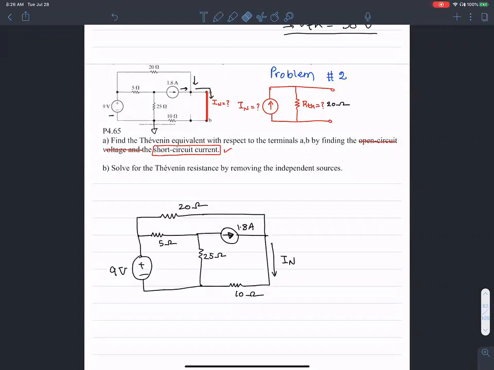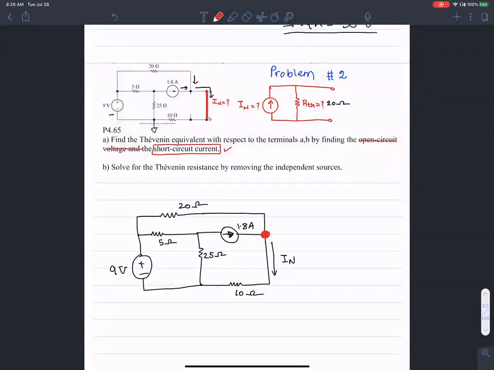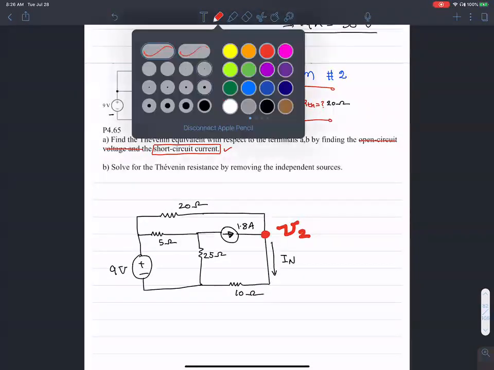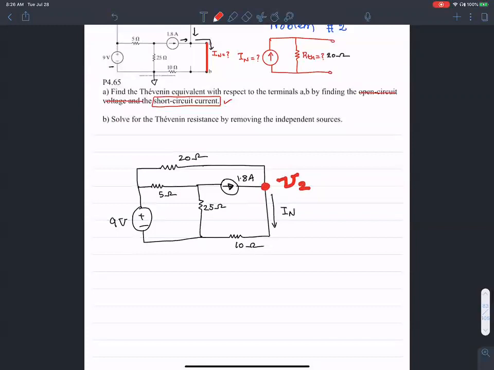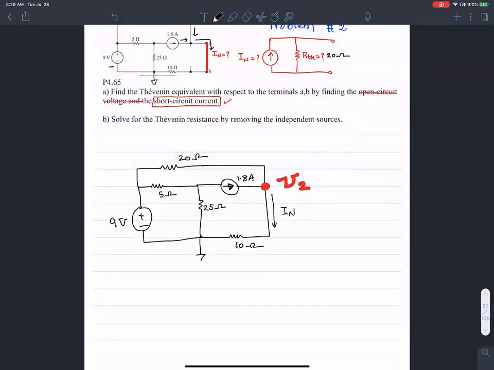So how do you find the Norton's equivalent? What you do is write the KCL. So at this node, let's call this V2. At node V2, this is ground. Let's call this guy ground. Node V2, let's write KCL.